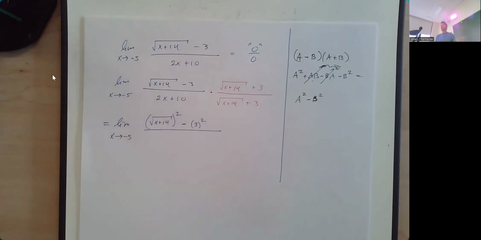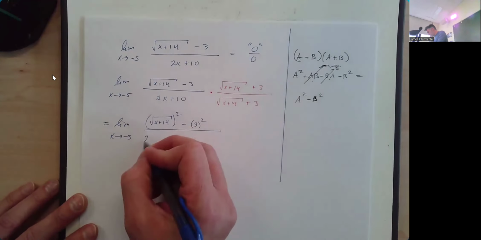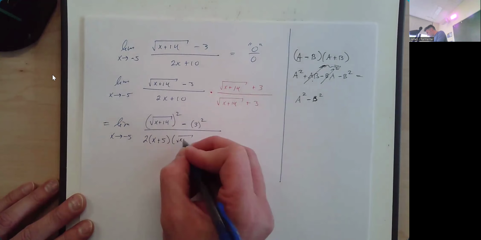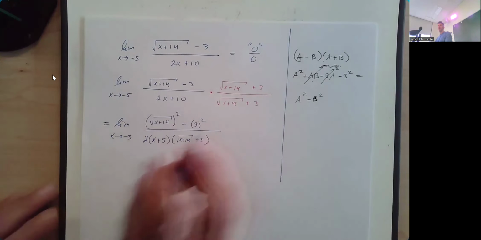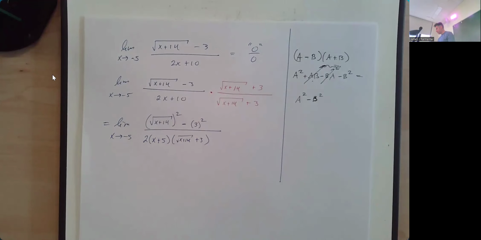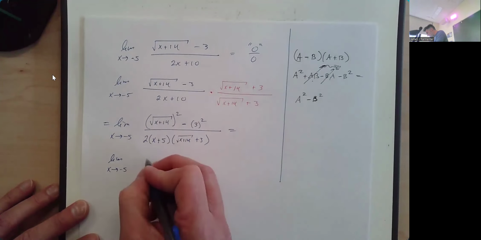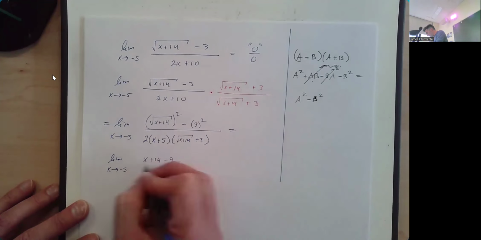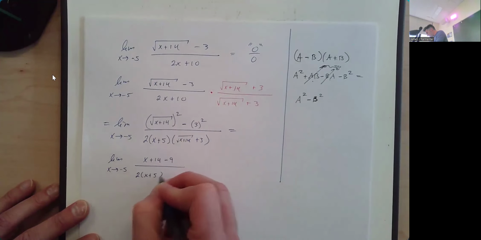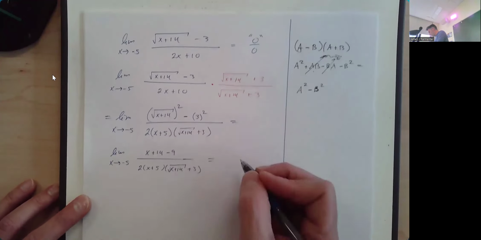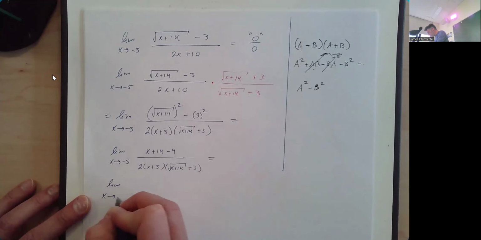And then the denominator: the things that aren't conjugates, you don't multiply out. So I'm going to factor out the 2 from the bottom and write that as 2 times x plus 5. But then I'm just going to leave this square root of x plus 14 plus 3 as is. It's definitely not in our interest to multiply those out. Simplify. We have the limit as x approaches -5 of x plus 14 minus 9 over 2 times x plus 5 times the square root of x plus 14 plus 3. And then the numerator simplifies to x plus 5.